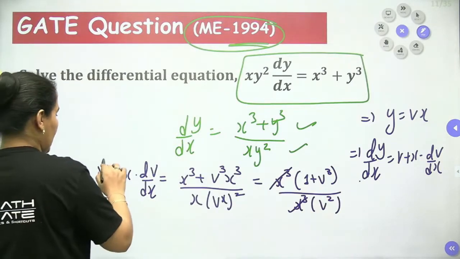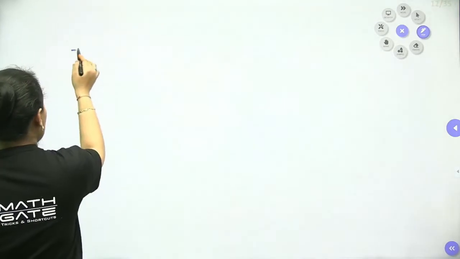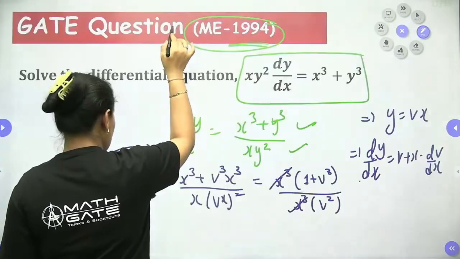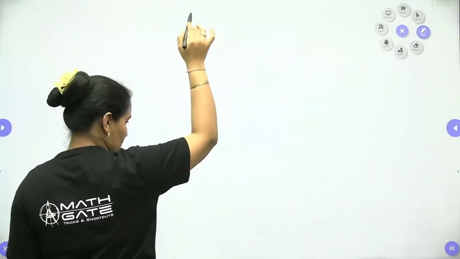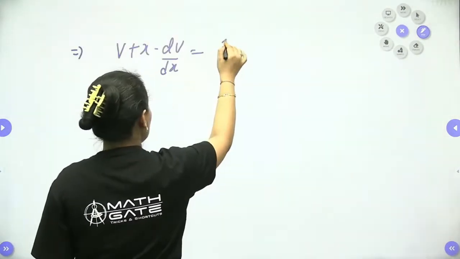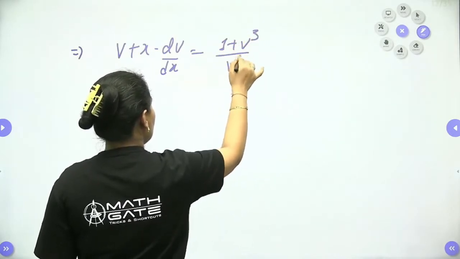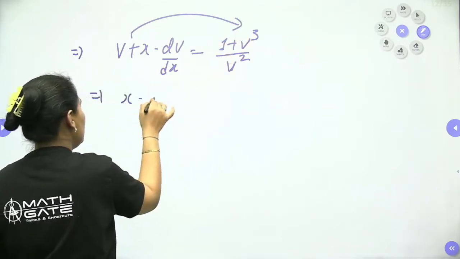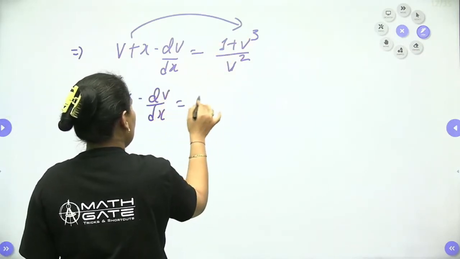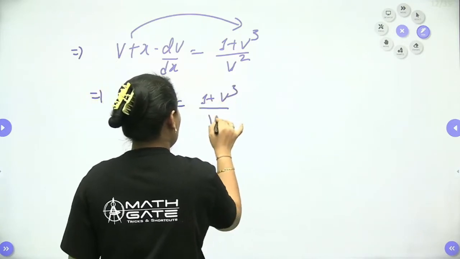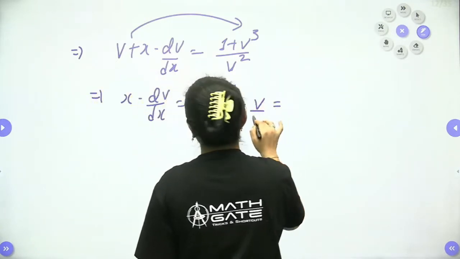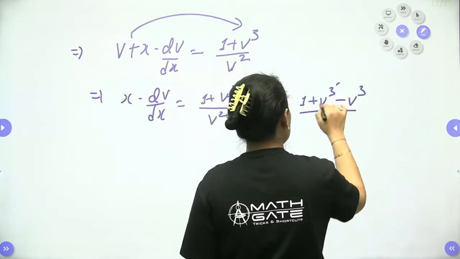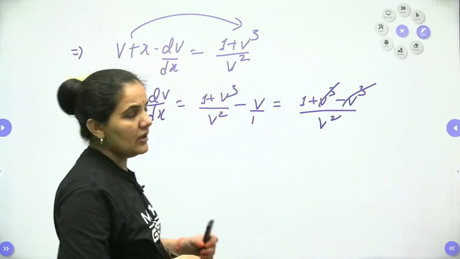Let's transfer v to the other side. Let me write it down again: v plus x dv by dx is equal to (1 plus v cube) by v square. Now x dv by dx is equal to (1 plus v cube) by v square minus v, which is (1 plus v cube minus v cube) divided by v square. The v cube and v cube cancel out.